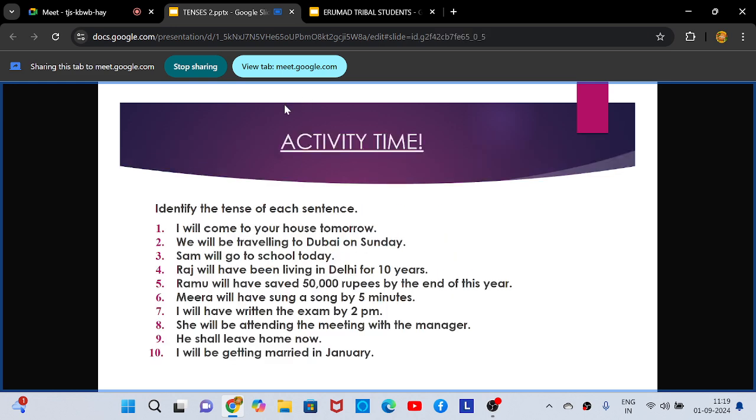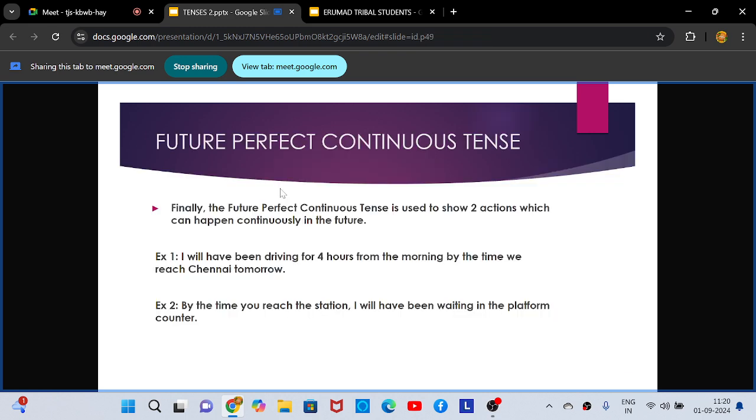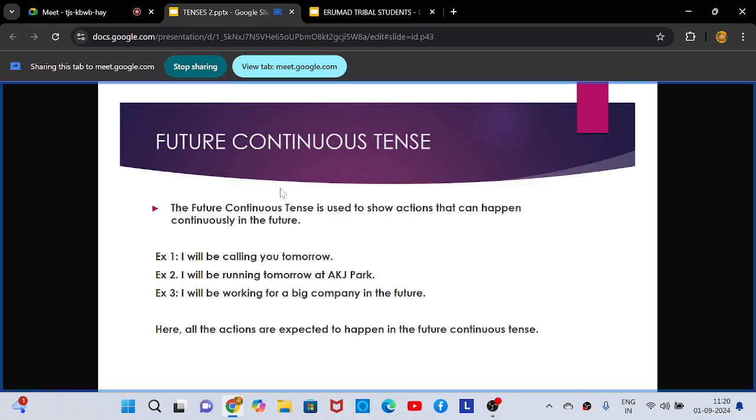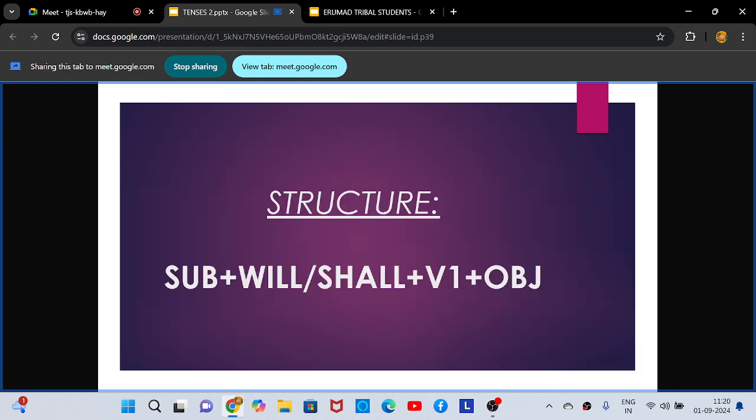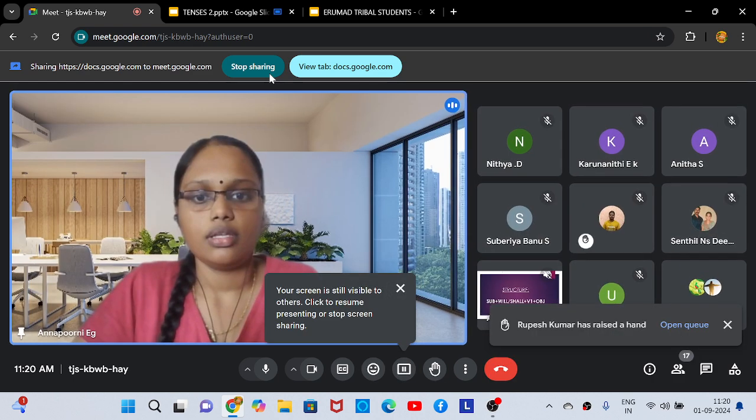Now it is time for the activity. Okay. Identify the tense of each sentence. So we shall just go through the structures once more. Okay. Simple future: subject plus will or shall plus V1 plus object. This is for simple future tense. Subject plus will or shall plus V1 plus object. Okay.